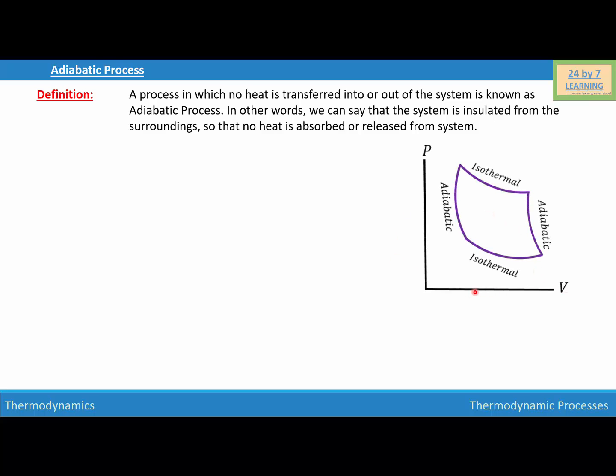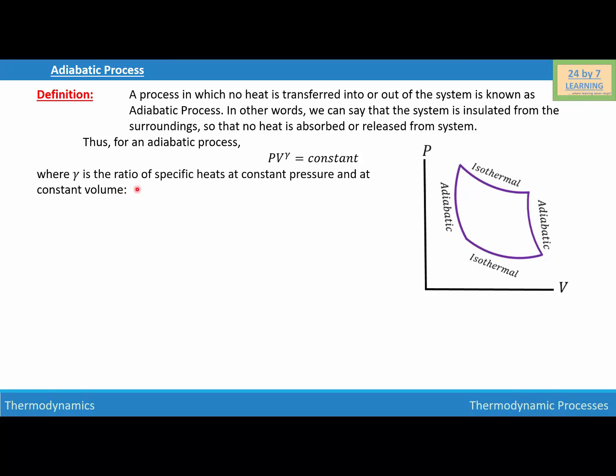So here is my diagram where you can see I am using the x-axis to represent the volume and the y-axis to represent the pressure. And as you can see, I have two isothermal curves and two adiabatic curves over here, where in an isothermal process the temperature does not change, and in an adiabatic process the heat does not enter or leave the system. Then we can write for an adiabatic process PV to the power gamma is equal to constant, where gamma is the ratio of specific heat at constant pressure and at constant volume, which is defined as gamma is equal to Cp over Cv.